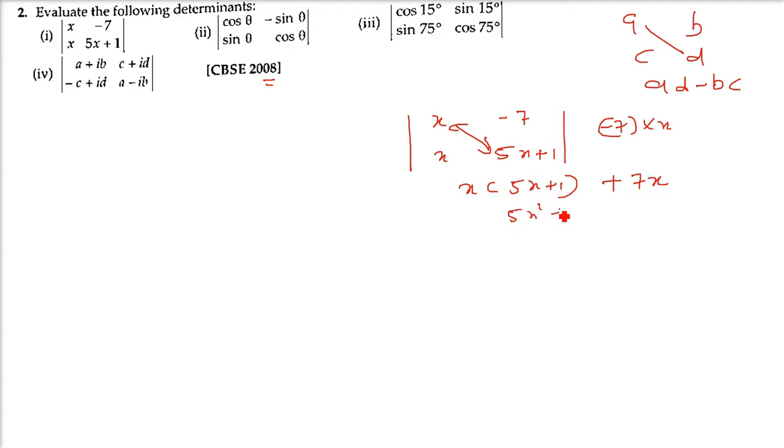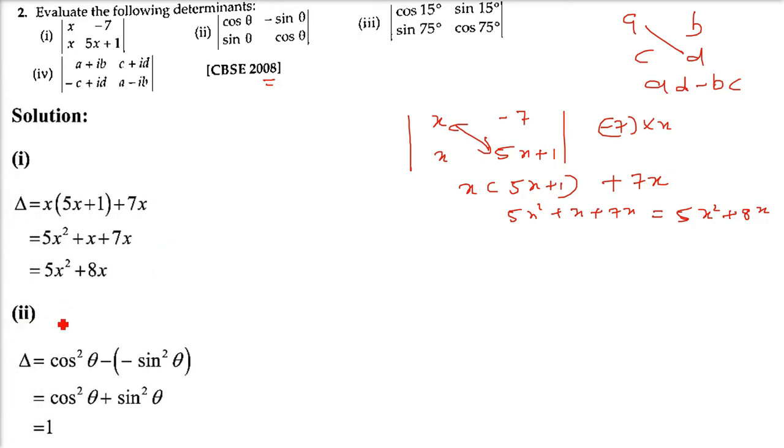So it becomes 5x square plus x plus 7x. So you get 5x square plus 8x. So this is the answer. I'll just show you how you have to do it exactly.